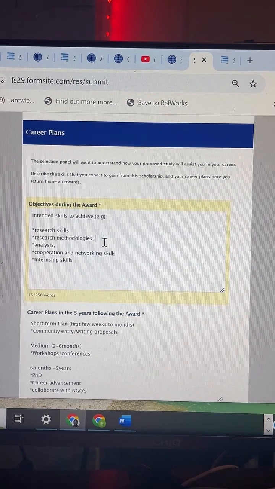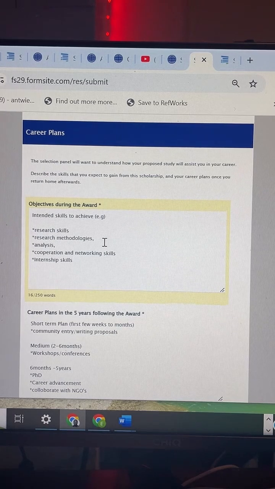Maybe there is an internship project that is attached to your course as well. So you may be gaining some practical skills as well. So these are all things that you can list or discuss under the objectives during the award. So it can be practical experience, techniques, and methods of research. So maybe some fieldwork opportunities will also improve your networking skills and how you collaborate with others.